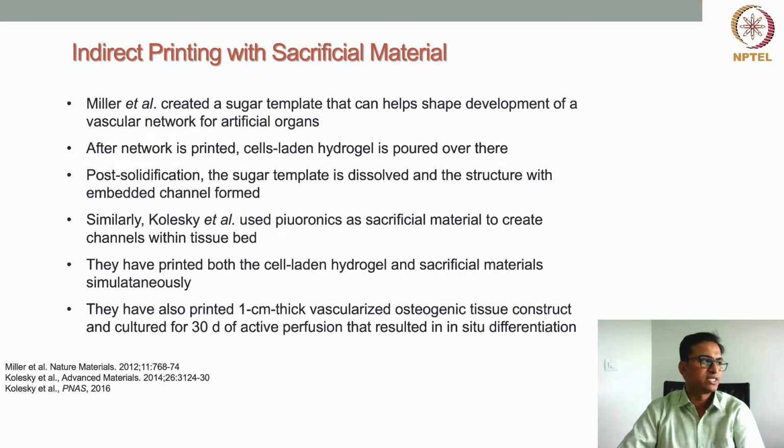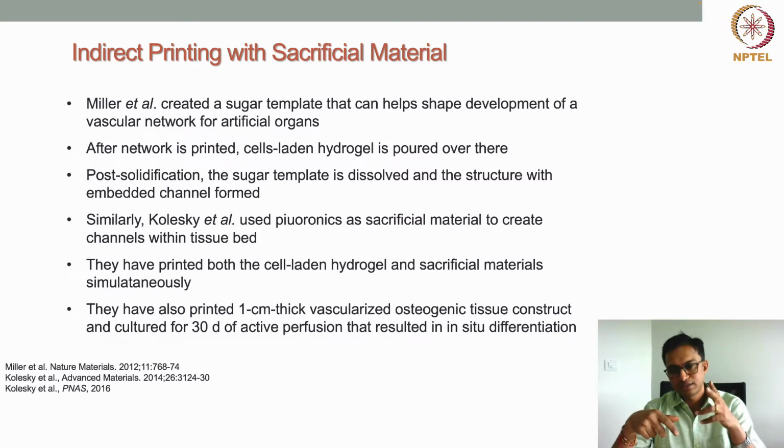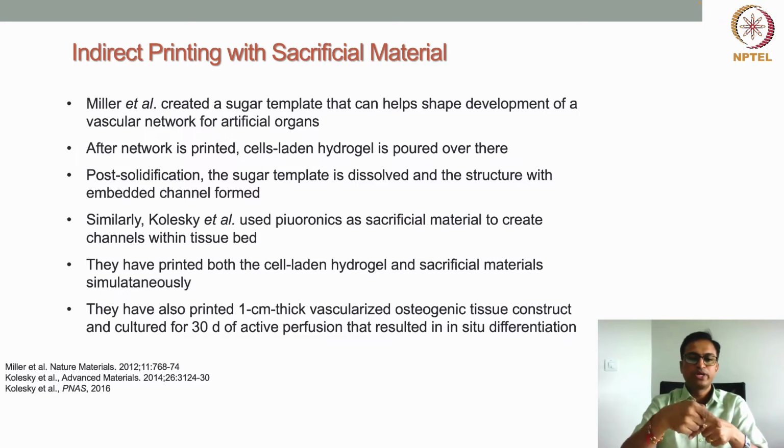they have also printed a cell-laden hydrogel along with this. As the cell-laden hydrogel they have used GelMA as a binding material. So through one nozzle the cell-laden hydrogel, that is the cell-laden GelMA, was printed, and with another nozzle the Pluronics was printed as a channel, as per the vascular network design. Then they have used photo cross-linking, because GelMA is a photo cross-linkable material, to solidify the structure, so it gels.